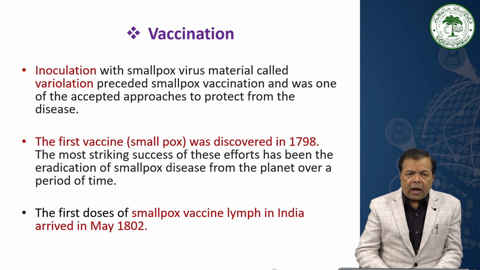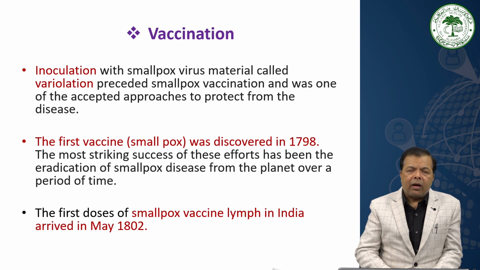As of today, vaccination has become so normal and so natural that we cannot think of anything which would have been happening prior to this stage of the advanced medical system or public health system. But yes, these terms are important. So, inoculation with smallpox virus material was called variolation, and that preceded smallpox vaccination and was one of the accepted approaches to protect from the disease.